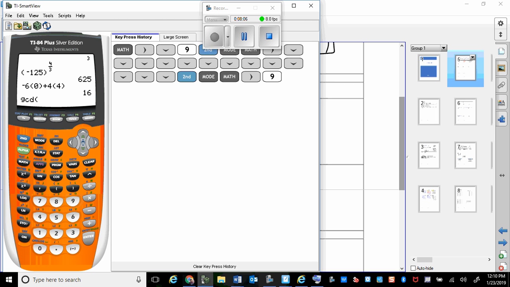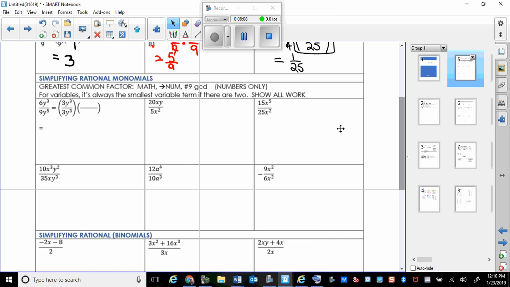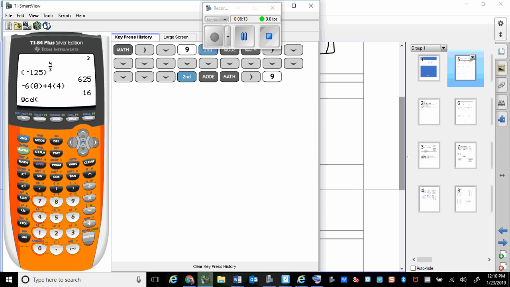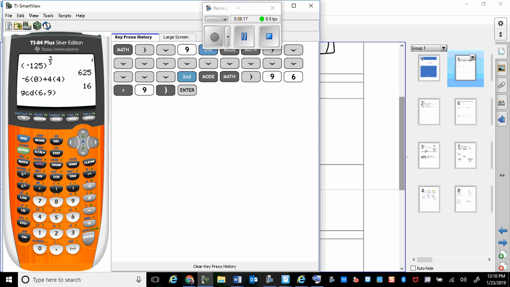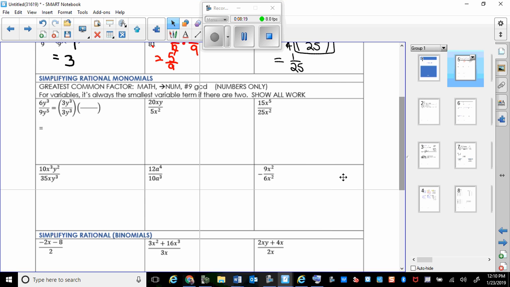Now let's look at the two numbers we want the greatest common factor of. We want it for 6 and 9. I already put 3 there, but we want to check. So 6, comma, 9, parentheses, enter, and it's 3. So I'm going to divide out a 3 from the top and a 3 from the bottom.